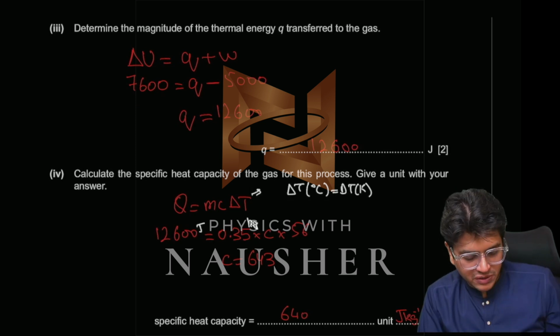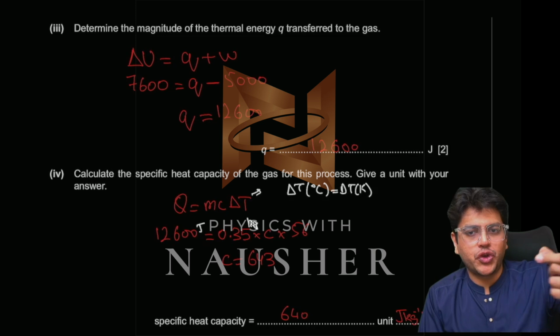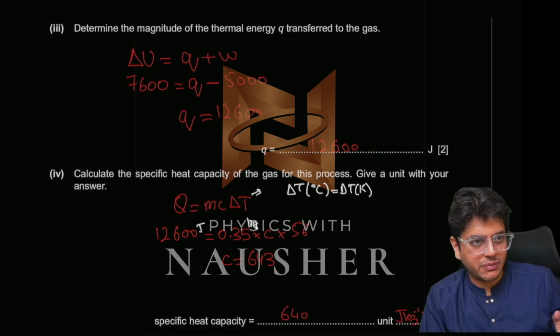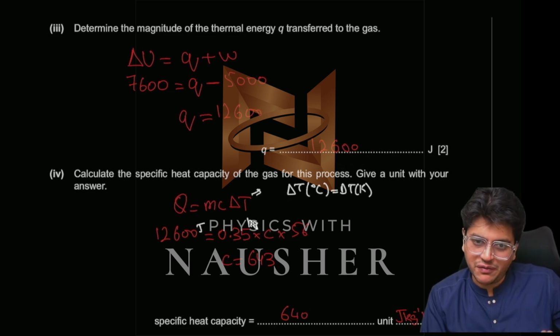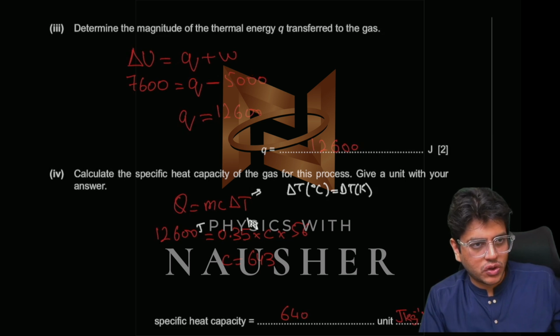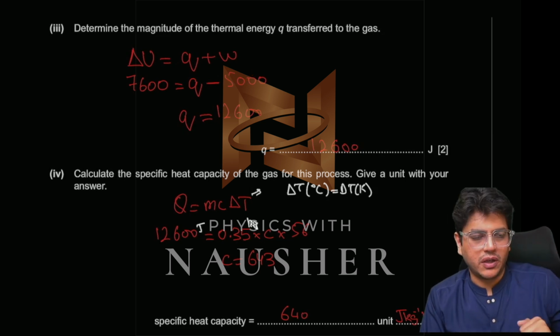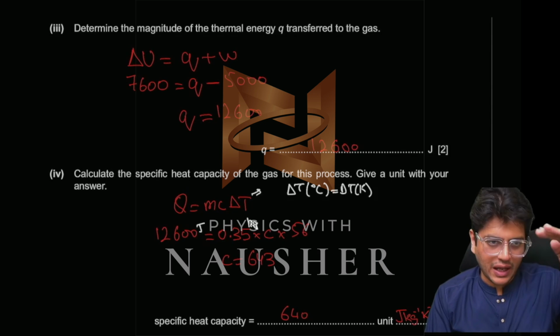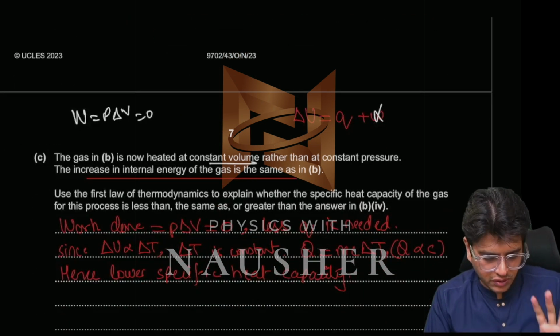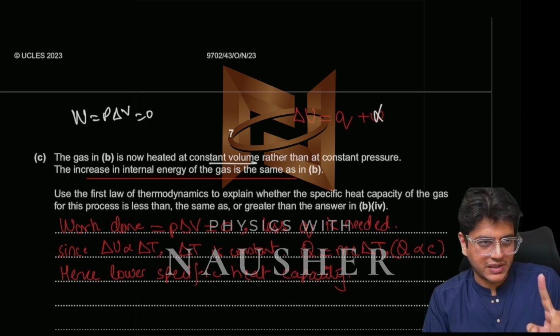Now just imagine the value of Q that you need. Would that be 12,600 or would that be 7,600? It will be 7,600. Why? Because now there's no work. So the value of Q has gone down. The amount of heat that you're giving has gone down. So the amount of heat given has reduced, number one. I hope that makes sense.